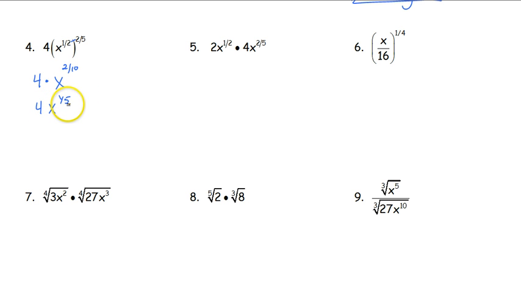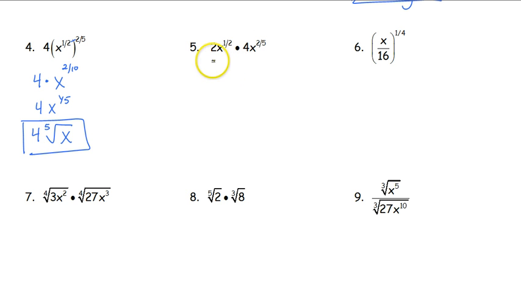The 1/5 is only attached to the x because the 4 is not in parentheses. So the 4 does not go inside of the radical with the x. This is the 5th root of x. So be very careful what goes inside the radical and what goes outside the radical.